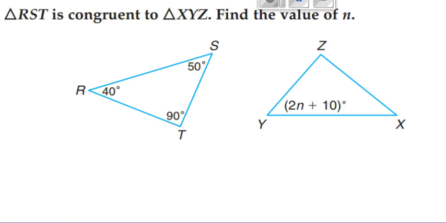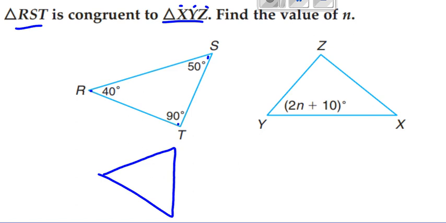All right, find the measure. If RST is congruent to XYZ, find the value of N. All right, so again, I'm going to draw my congruent triangle. RST. I need a congruent triangle in this order, X, Y, Z. And I know that angle R is 40, so X has to be 40. I know that S is 50, so Y has to be 50. I know T is 90, so Z has to be 90.